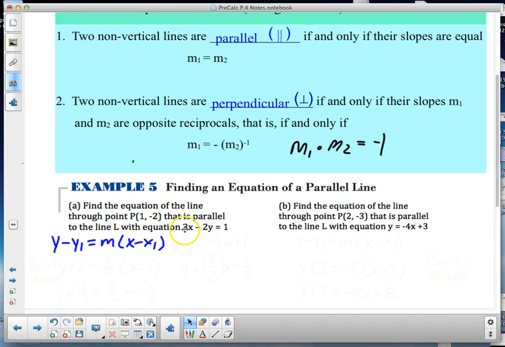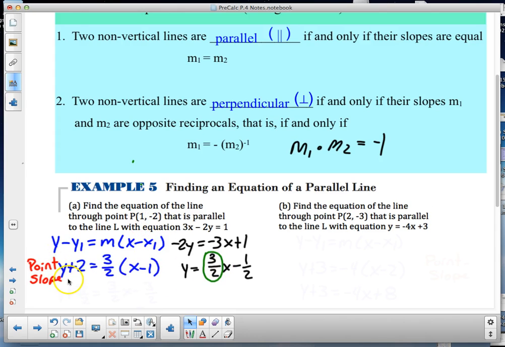So now I'm going to subtract 3x from both sides here. So I get -2y equals -3x plus 1. Now I'm going to divide by -2 and I get y equals 3/2 x minus 1/2. My slope is 3/2. So now I plug in my point, (1, -2), and my slope, 3/2, into the point slope form.